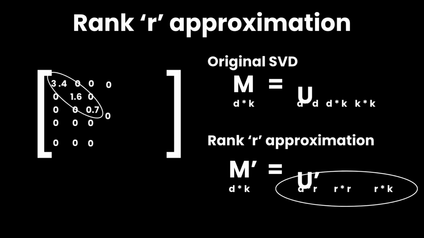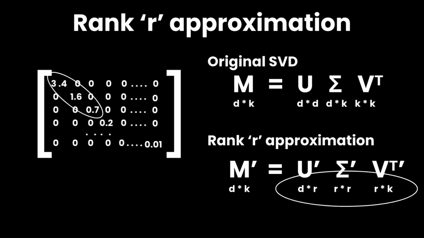If you just take the top R singular values and their corresponding left and right singular vectors and multiply them together, you get an approximation of the original matrix. It is the best possible rank R approximation, and how close it is to the original matrix depends entirely on the R we choose.